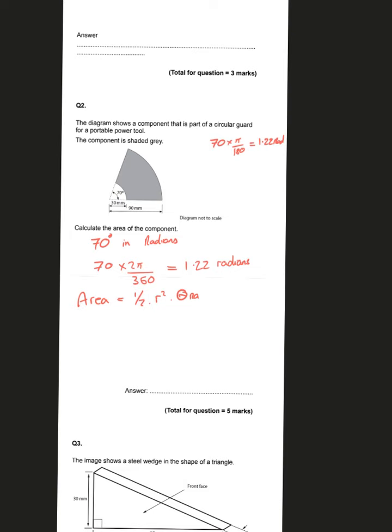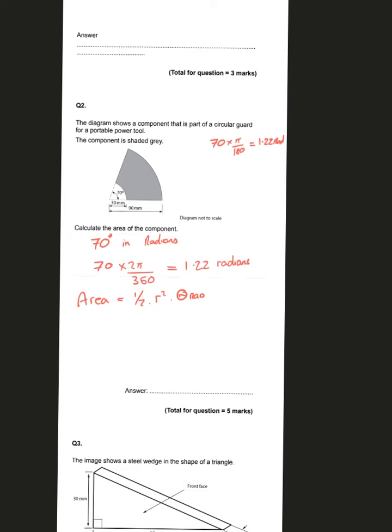Where theta is in radians. So pay careful attention to the formulas. Now, there's a slight trick to this question in that we're only looking for the area of the grey part. So if we use a radius of 90, we need to subtract the area of the 30 mil part.